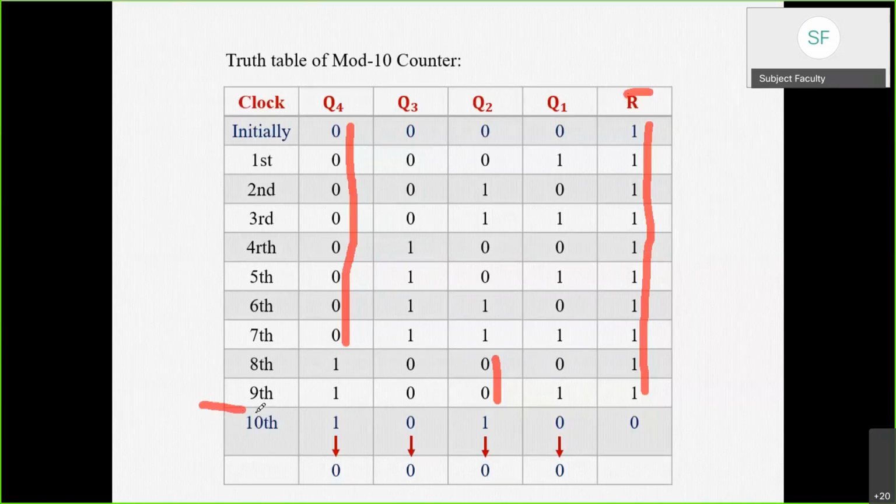But after the 10th cycle, what is happening? The count will be 1010. That's why Q2 as well as Q4 become 1 1. So that's why this reset now becomes 0. And once reset is 0, it is given to the clear input of all the flip-flops, all 4 flip-flops. So that's why all 4 flip-flops will reset themselves and the counter will also reset itself. So after the 9 count, the next count will be 0000.